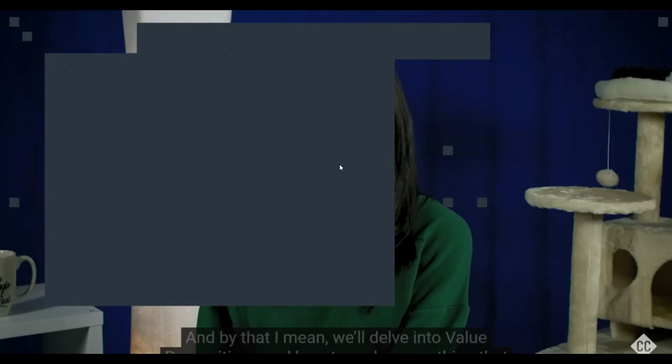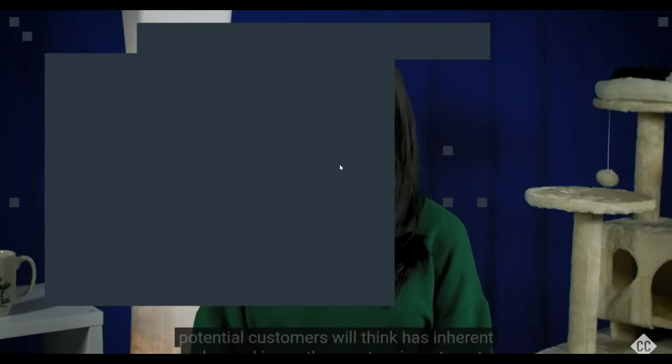And by that I mean we will delve into value propositions and how to make something that potential customers will think has inherent value and is worth monetary investment.